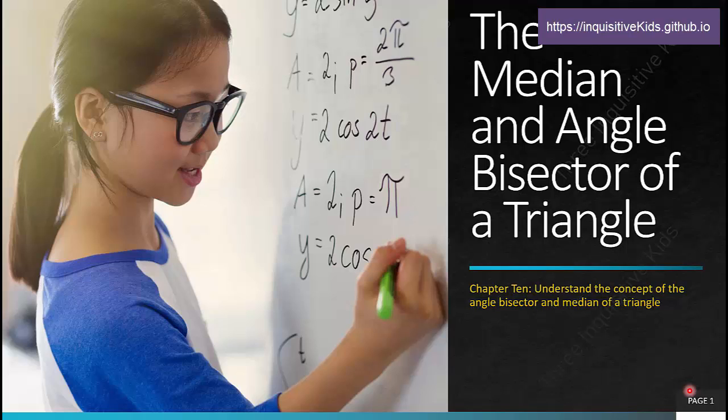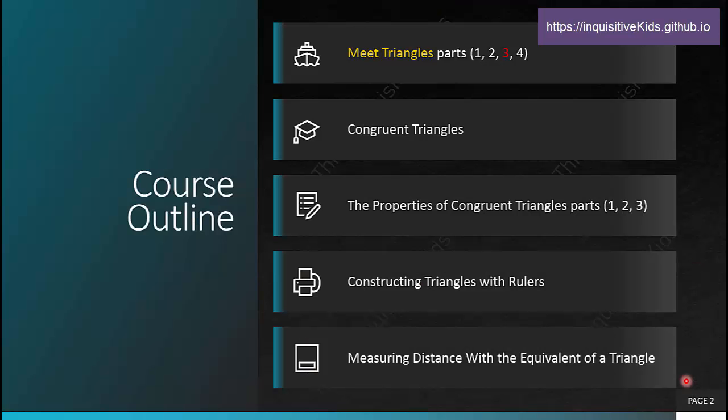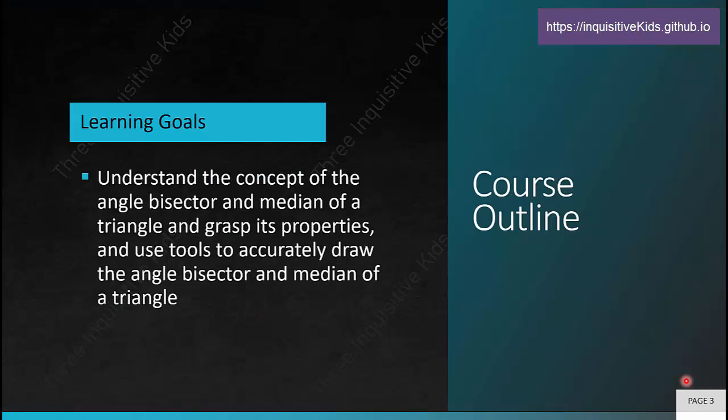Today, we will be learning about the median and angle bisector of a triangle. Chapter 10. Understand the concept of the angle bisector and median of a triangle. Welcome to Meet Triangles Part 3, and the single learning goal for today is understand the concept of the angle bisector and the median of a triangle and grasp its properties, and use tools accurately to draw the angle bisector and the median of a triangle.